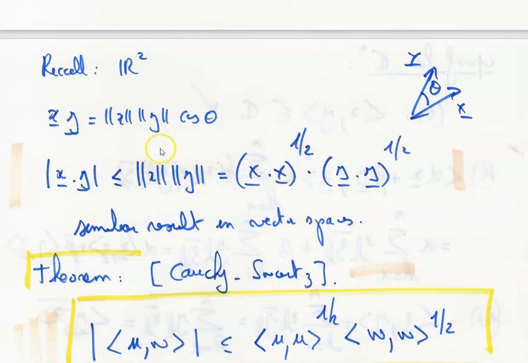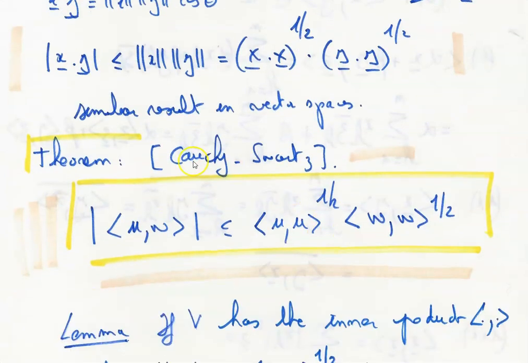But remember that you can get the norm of a vector by taking the square root of the inner product between this vector and itself. This is very important to keep in mind: the norm of y is also the square root of the inner product between y and itself. So now we can get a similar result in a vector space.